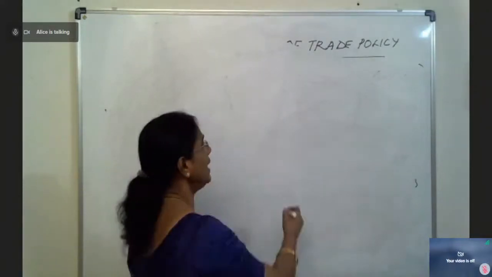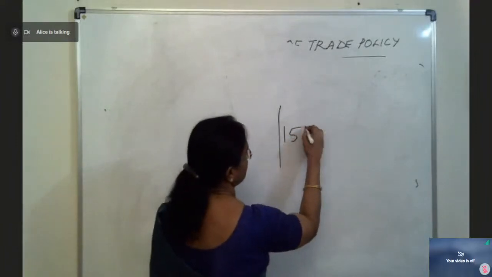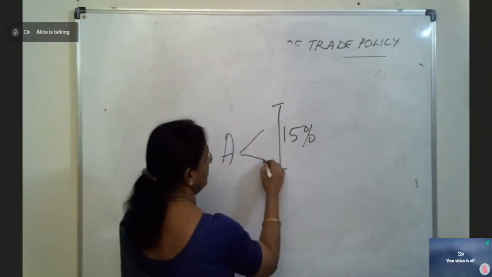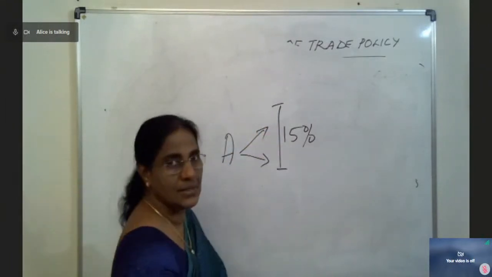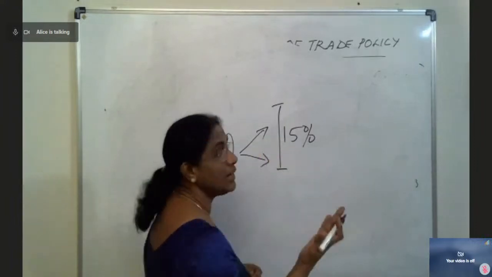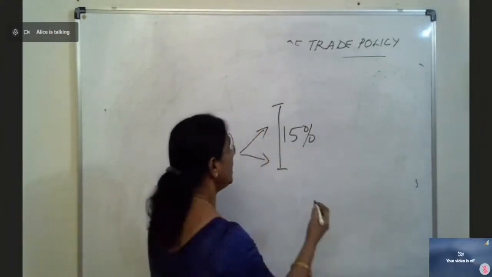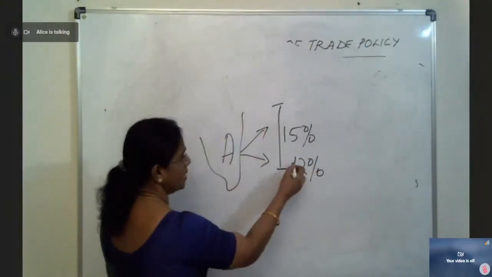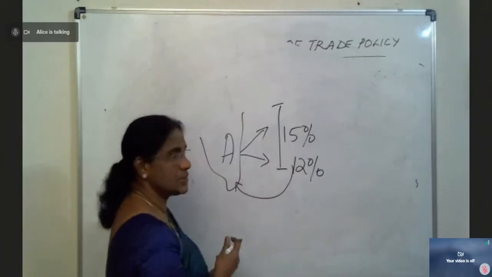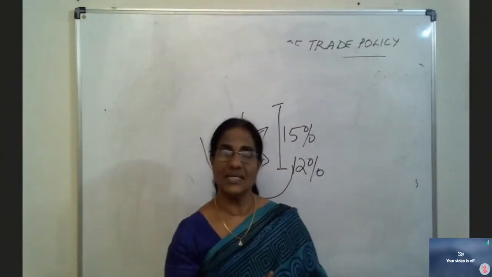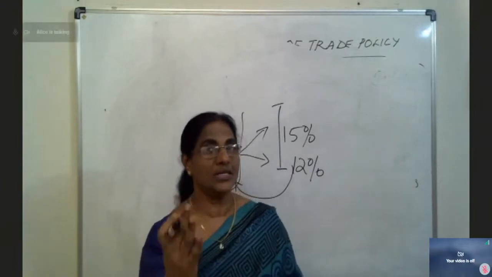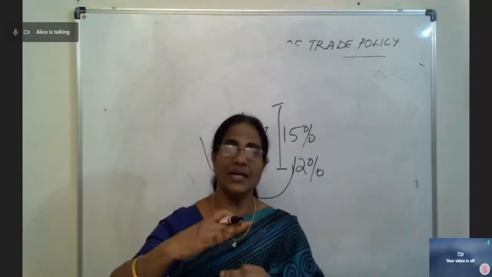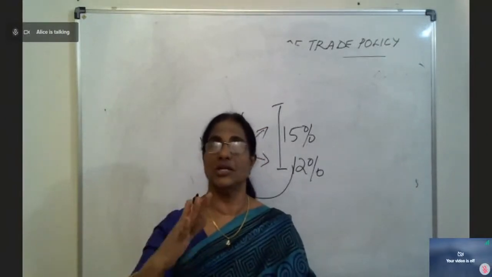And so binding has taken place at 15%. That is a bound tariff. A says, okay, I will charge only 15%. But A can be magnanimous, isn't it? When the goods come to A, it can charge only 12%. And this is the applied tariff. Bound is my commitment. Applied is what I actually charge.